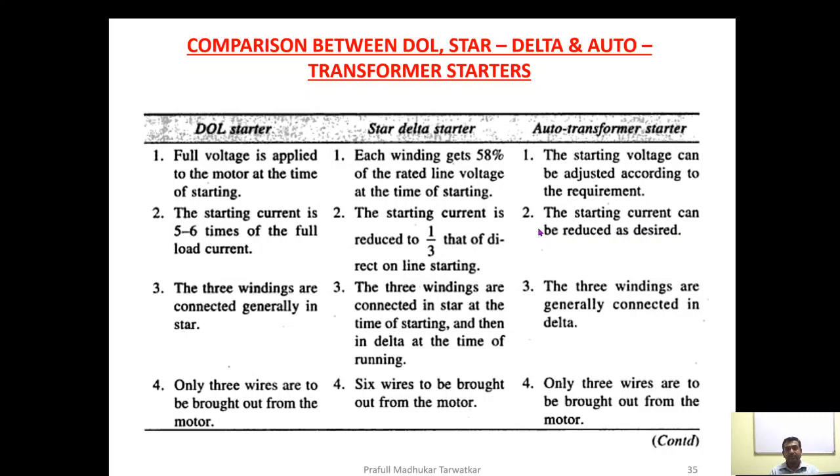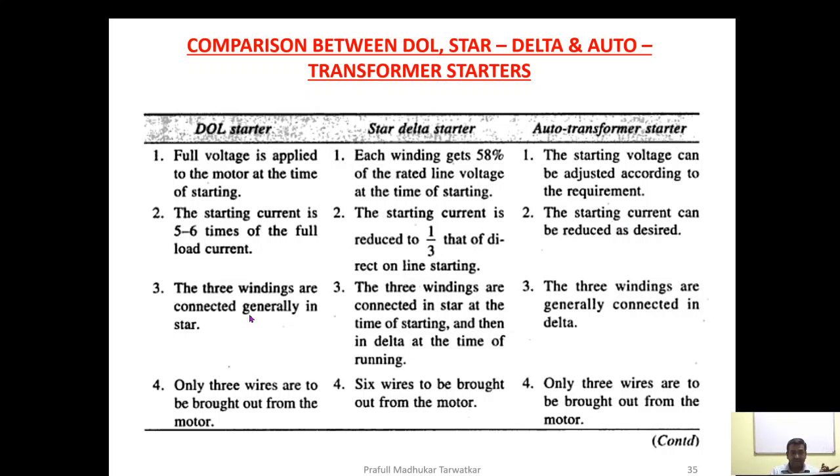Now if we want to compare these three starters with respect to each other in terms of operating characteristics, we will have full voltage applied to the motor in case of DOL. Each winding gets 50% of the rated voltage in case of star delta. This we can adjust with the auto transformer just by adjusting the tapping of the transformer. As far as starting current is concerned, in case of DOL it is 5 to 6 times. It is reduced to 1/3 in star delta, and again depends on the percentage tapping in case of auto transformer.